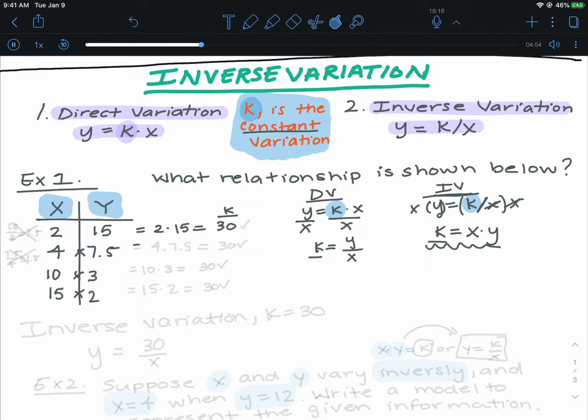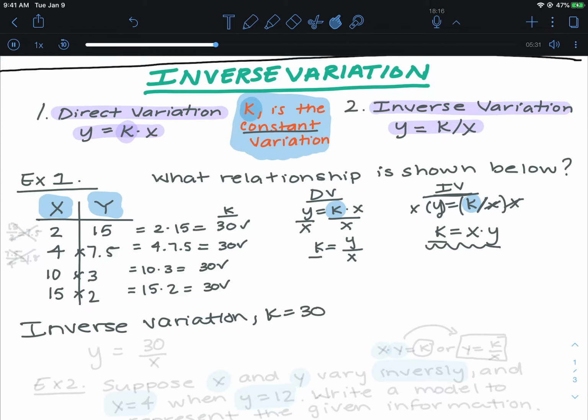So let's go ahead and continue. 4 times 7.5 is going to be 30. So then this one's working and this one's working. We can go ahead and move on. 10 times 3, that's 30. So that works. And then 15 times 2, 30. So that works. So then this right here is showing us that this is going to be an inverse variation, where k is going to be 30.